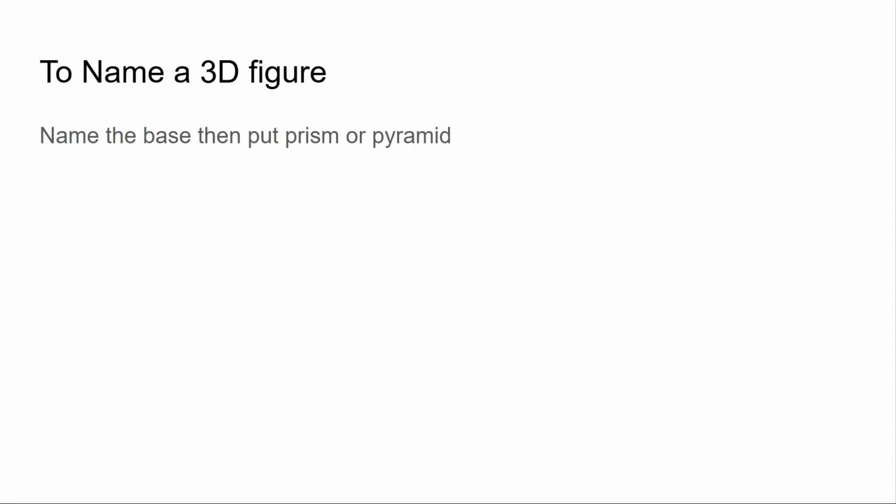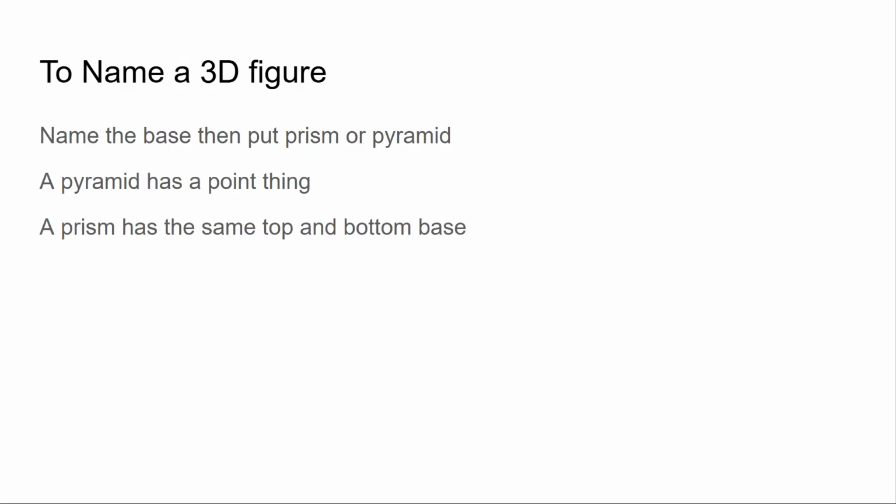So as long as you think of the pyramids of Egypt as being a pyramid and then a prism being where the top and bottom are the same, if you have those two in your mind, then this is easy. A pyramid has the pointy thing, like the Egyptian pyramids. A prism has the same top and bottom base, kind of like a Kleenex box.